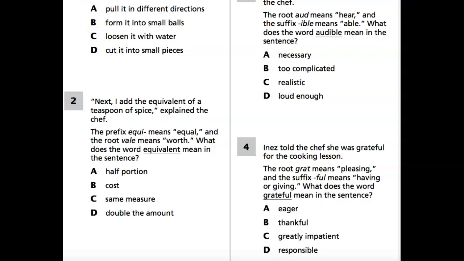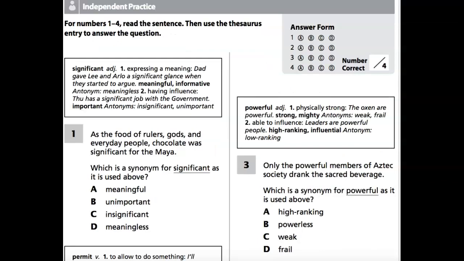And now let's move on to page 46. All right, on page 46, we're going to practice what you learned about using a thesaurus, the lesson that Miss Allen taught you today. So a thesaurus is a list of synonyms and antonyms.